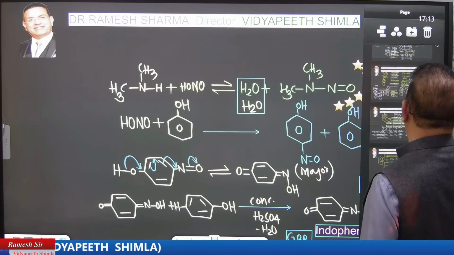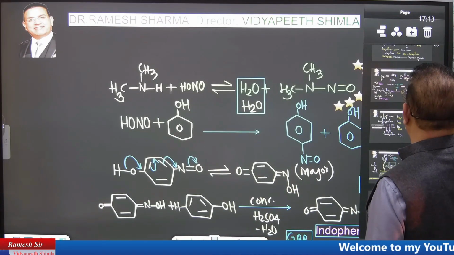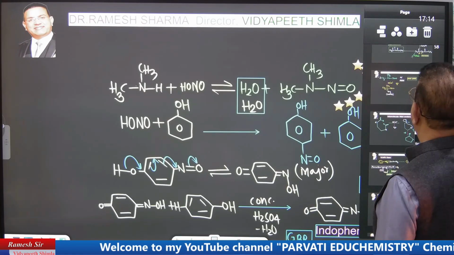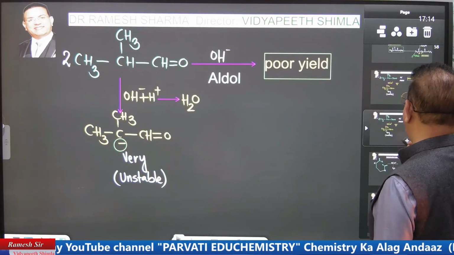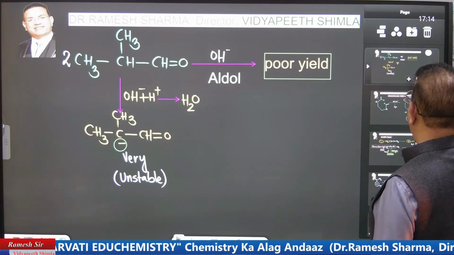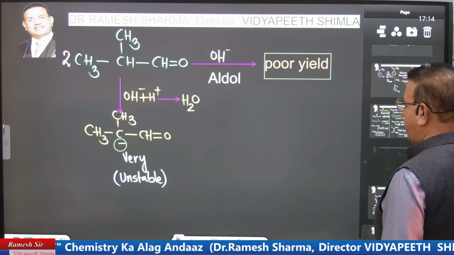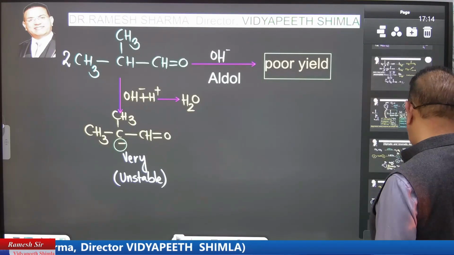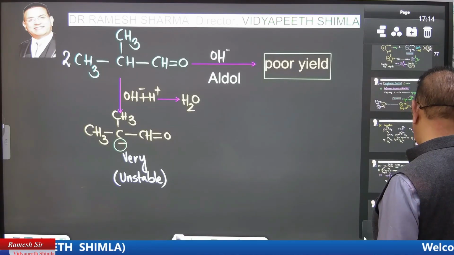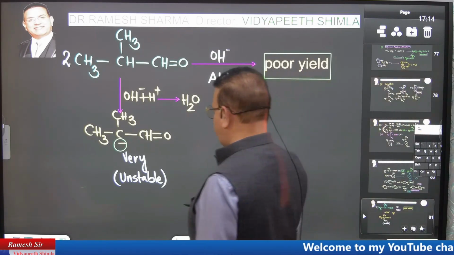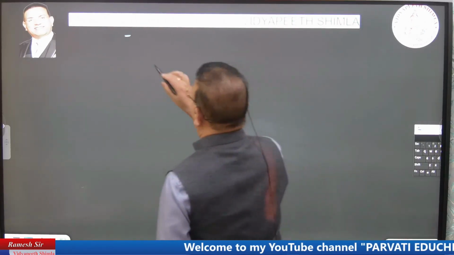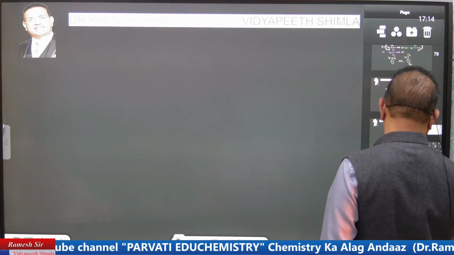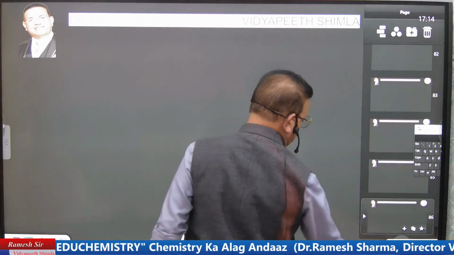This indophenol dye formation and this reaction given is a characteristic feature of secondary amine, and such a reaction is only given by secondary amine, and the name of the reaction is Lieberman nitroso reaction.